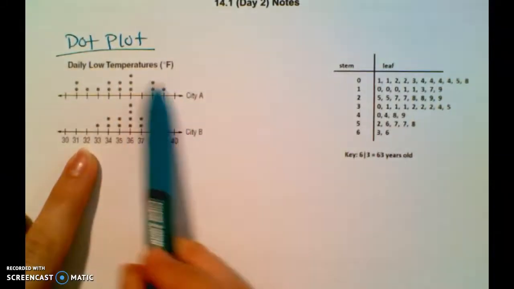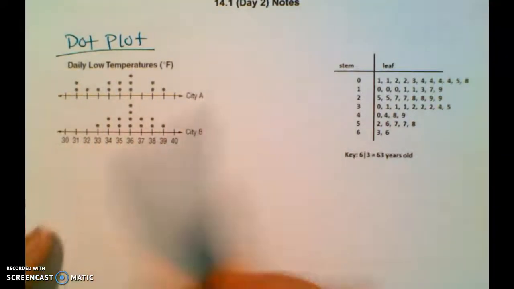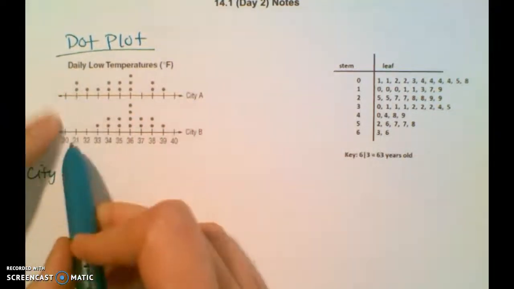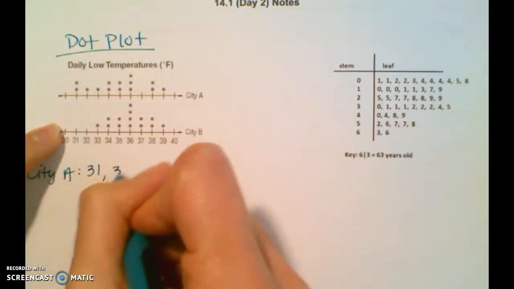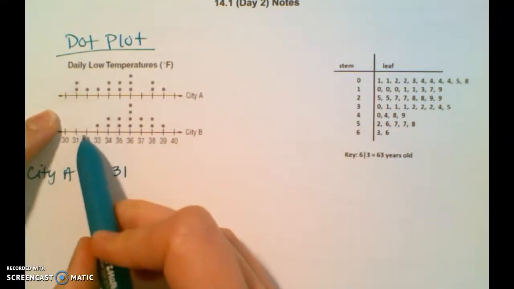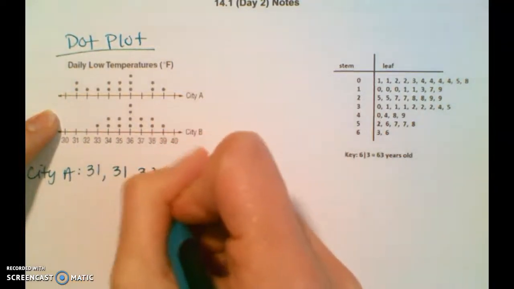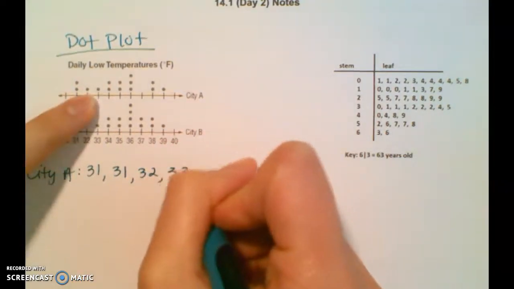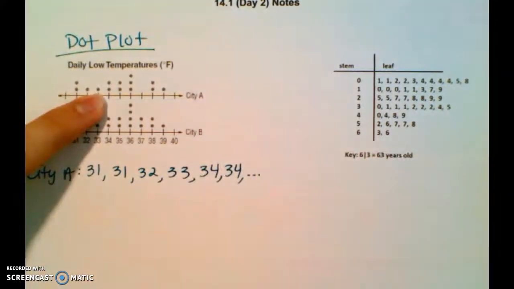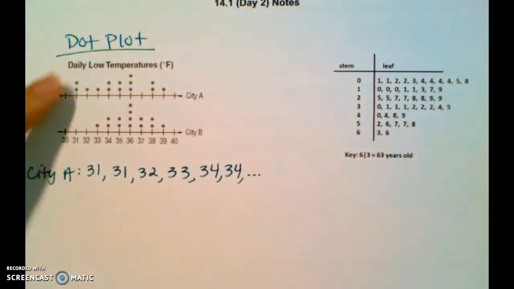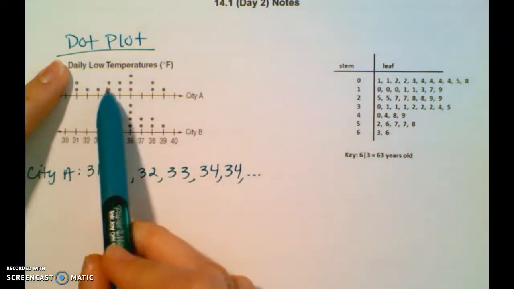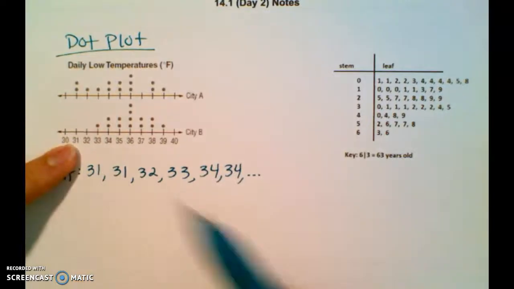So we could take this data and write it out in a list. We could say that for City A, their temperatures are 31, 31. I got that from these two dots here. Then we have one dot on 32, a dot at 33, two dots at 34, and so on. We could also do that for City B. So that's really what a dot plot is. The dot tells us how many times it reached that temperature.